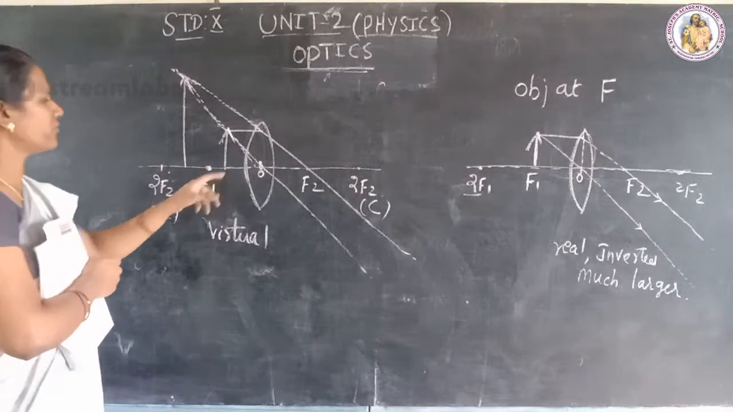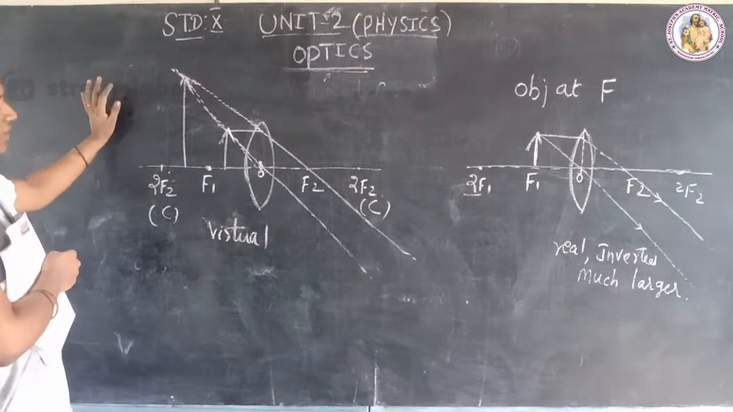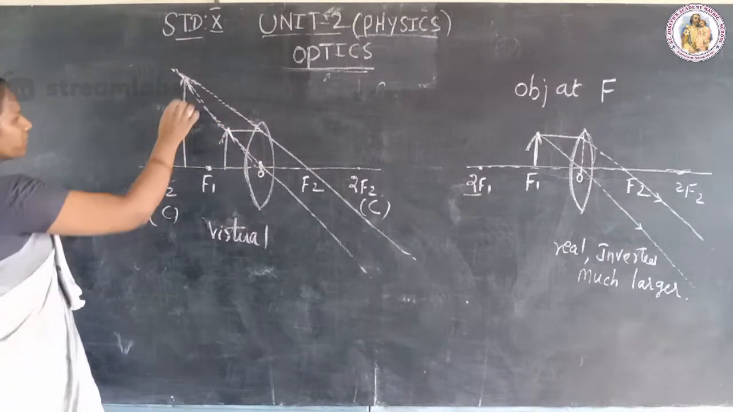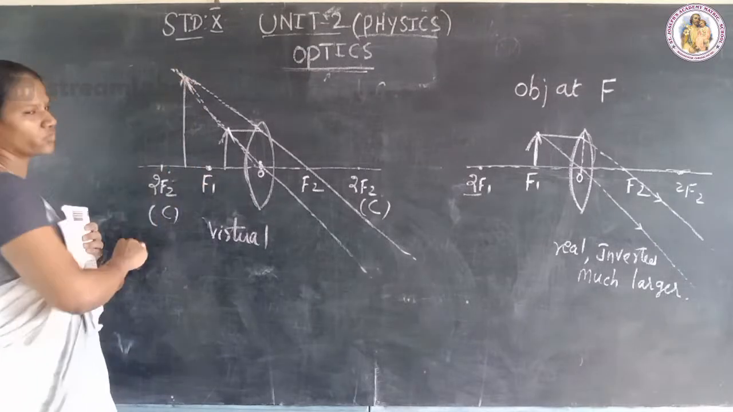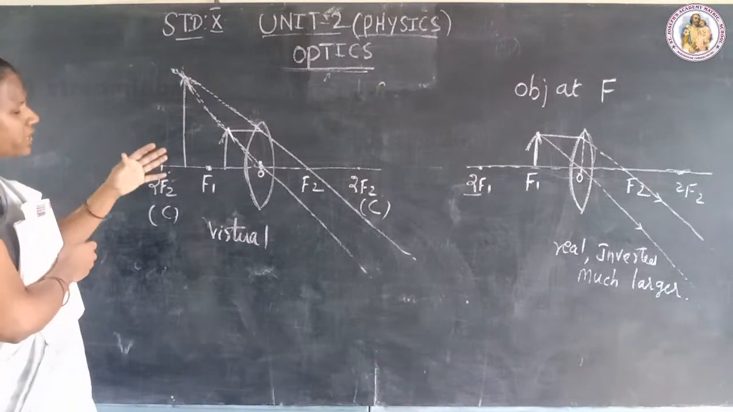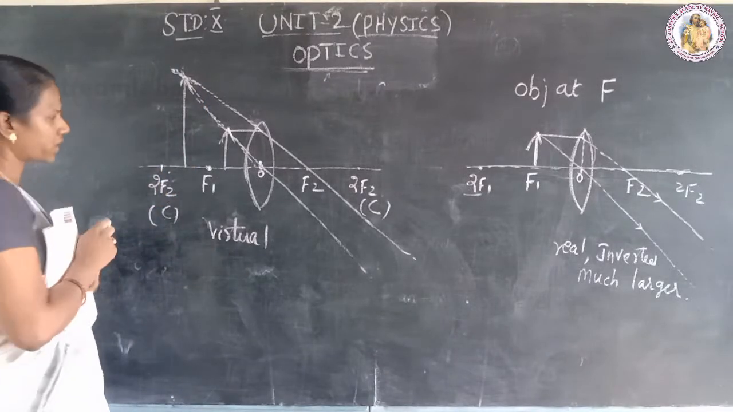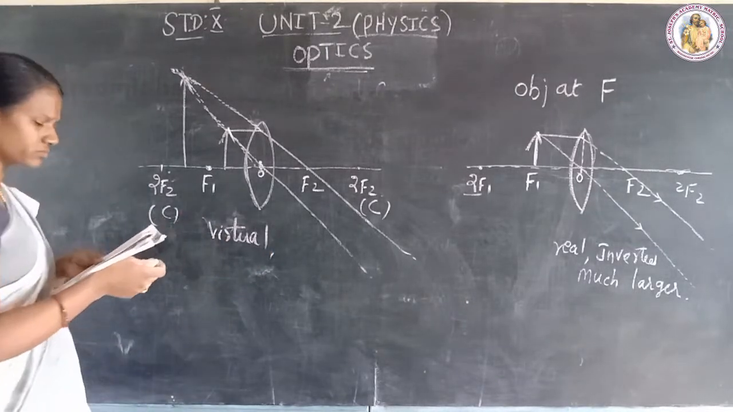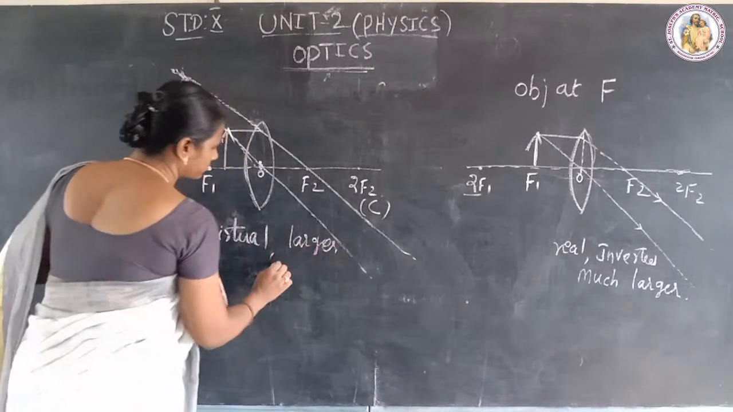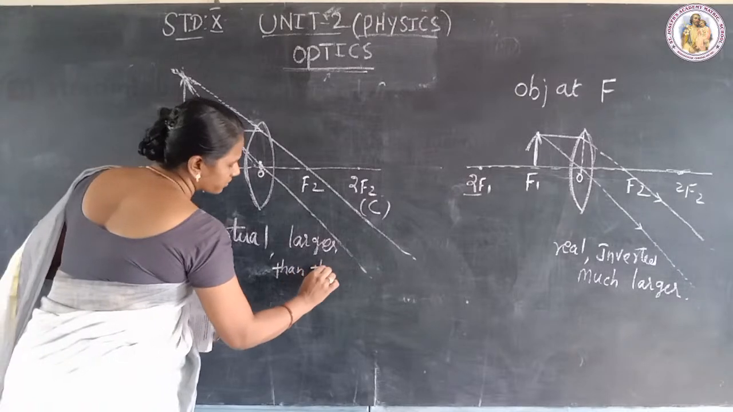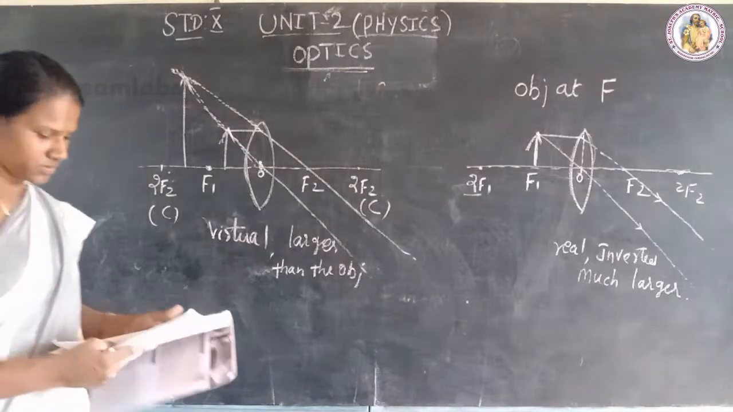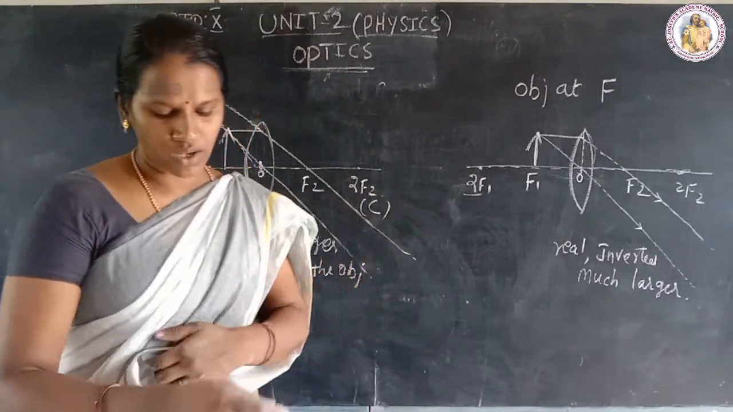If we extend the refracted lines backwards, the backward lines are meeting at a point. There the image is formed. So that type of images are called virtual image. And then the size of the image is larger than the object.